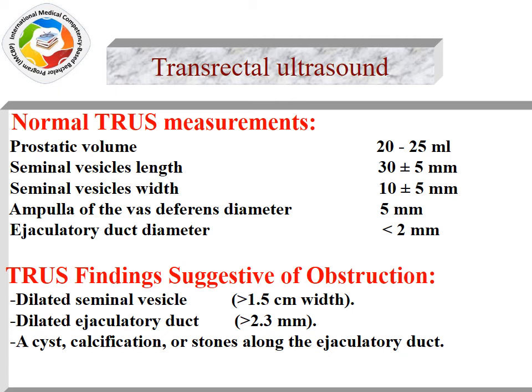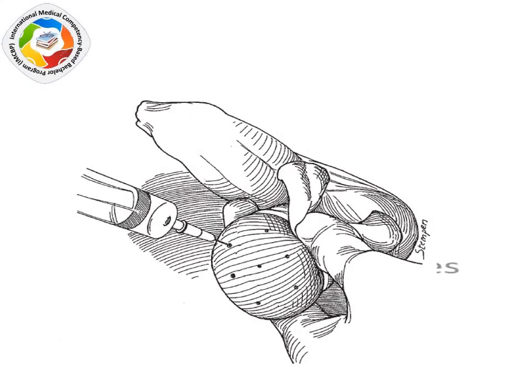Any variation from these measures is considered an abnormal sign and is suggestive of obstruction. If the seminal vesicle width is more than 1.5 centimeters, it may mean obstruction. A dilated ejaculatory duct of more than 2.3 millimeter is an indication of obstruction. Also, the presence of calcification, cyst, or stones within the ejaculatory duct may cause obstruction and can be diagnosed by transrectal ultrasound.